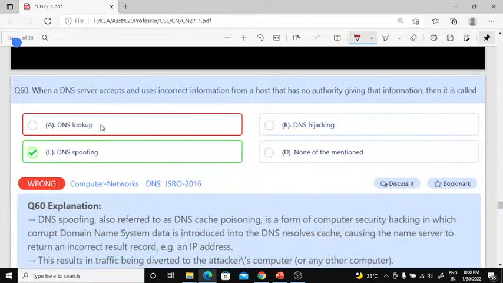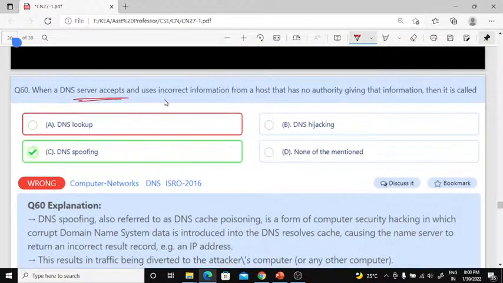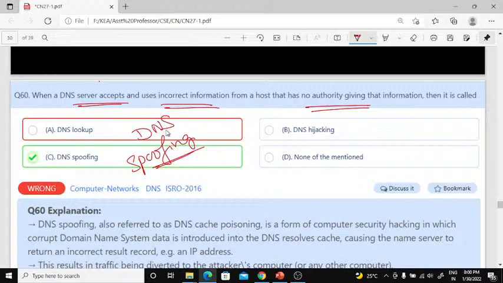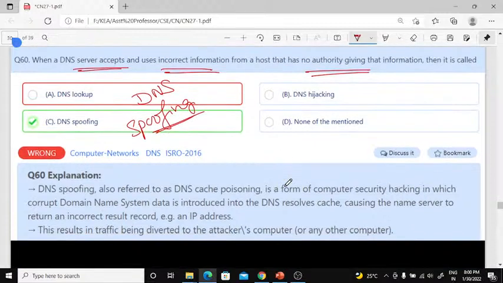When a DNS server accepts and uses incorrect information from a host that has no authority giving that information, then it is called spoofing. It is called DNS spoofing.